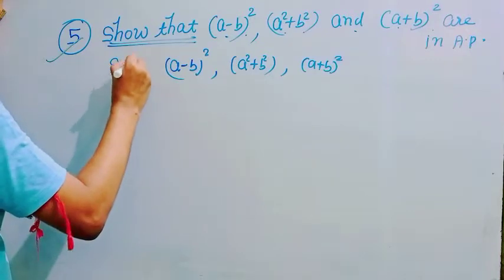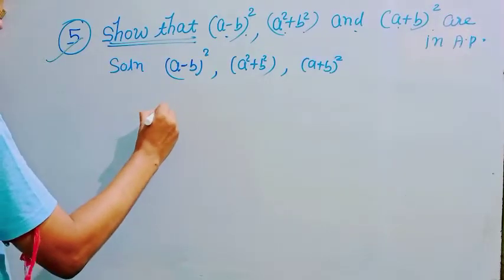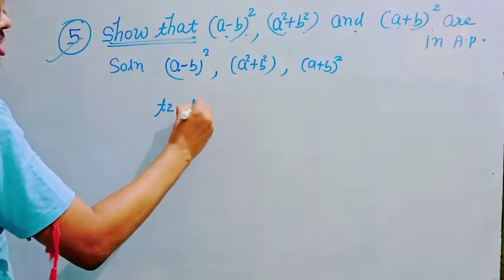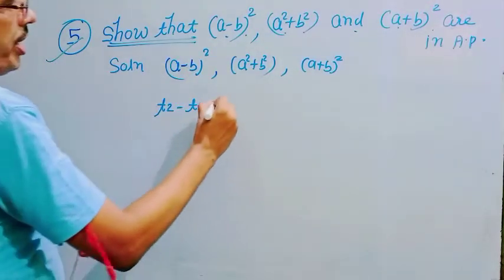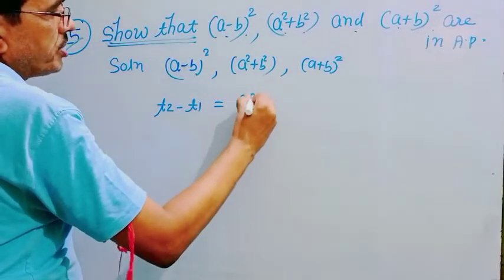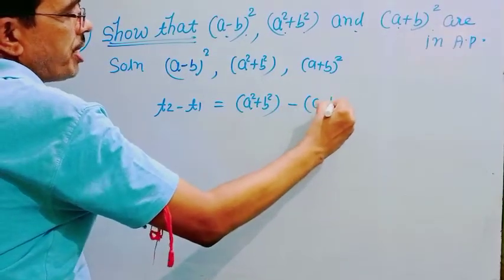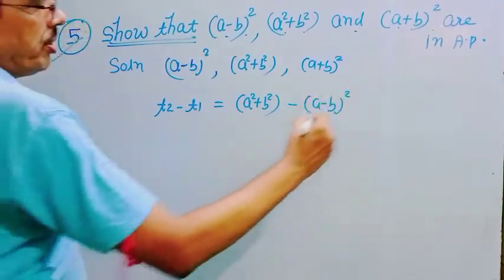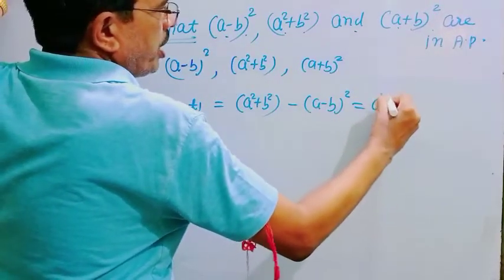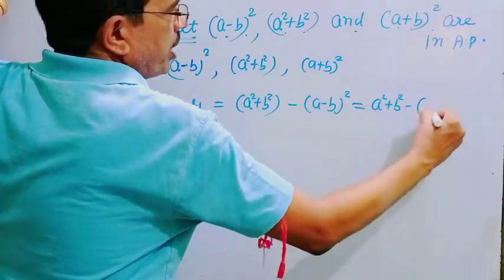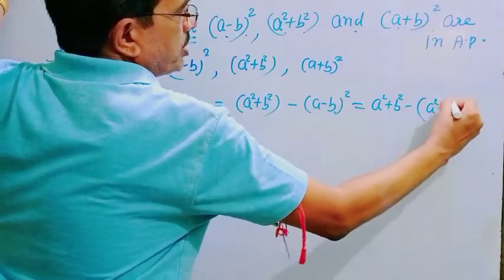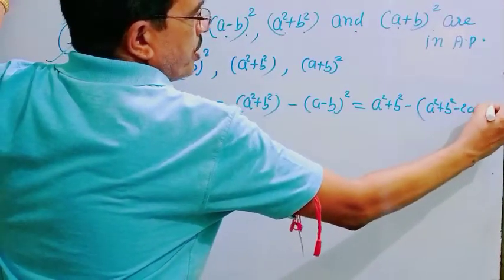You write here, what is the value of T2 minus T1? We write T2 is a square plus b square, minus T1, a minus b whole square. So what you get here is a square plus b square minus a square plus b square minus 2ab.